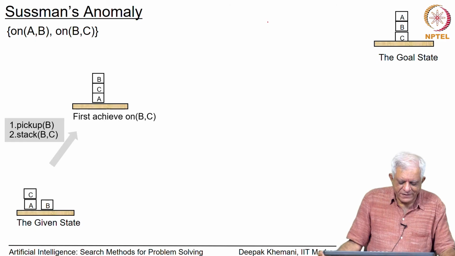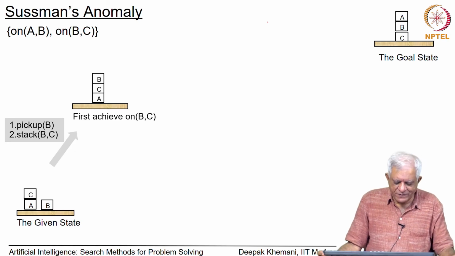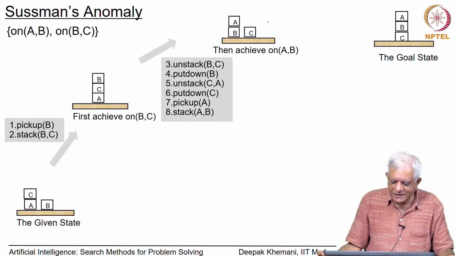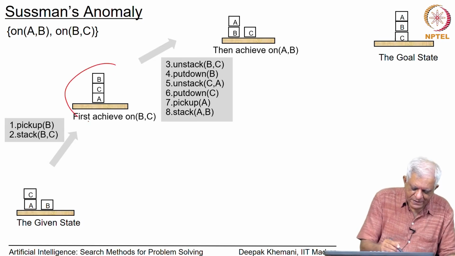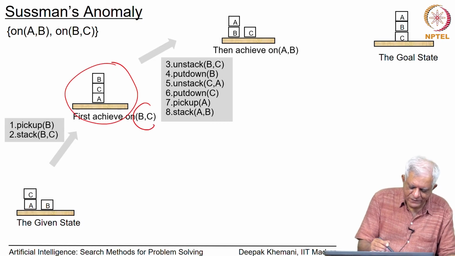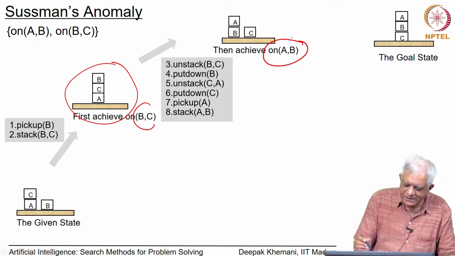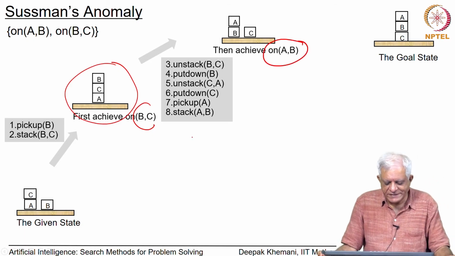Supposing we say that let us first achieve on B C, and if you look at the given state, on B C can be achieved quite simply by picking up B and stacking it onto C. So, we have achieved the first subgoal on B C, then we achieve the second subgoal which is on A B. So, given this state, you want to achieve on A B here. So, there is a sequence of these 6 actions.